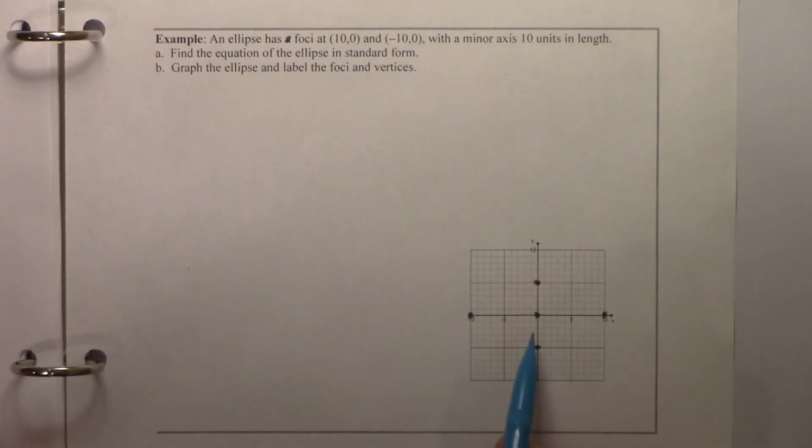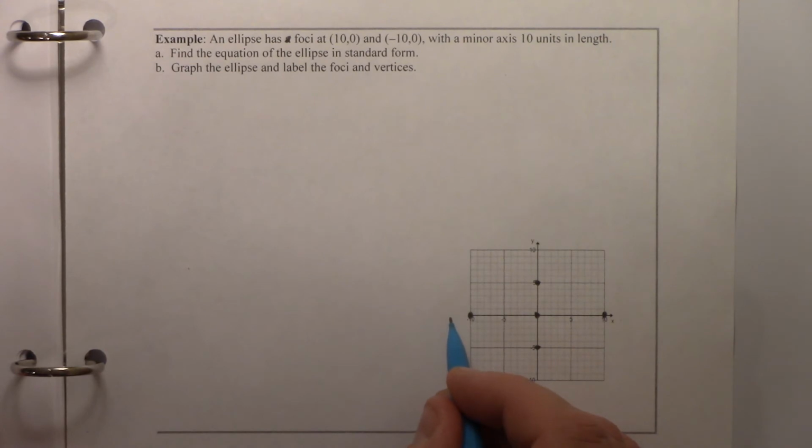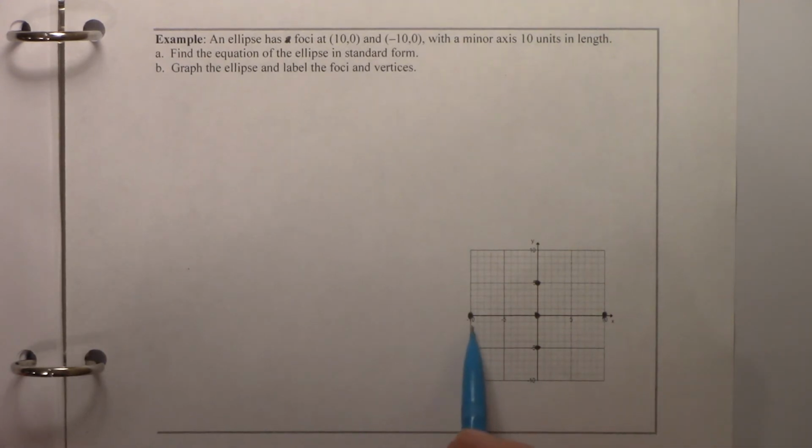The only thing left for us to figure out are the vertices. Now the endpoints of this major axis, also known as the vertices, are going to be somewhere outside the focus points. Remember, the focus points are always inside the ellipse. So when you look at the ellipse, it's going to be something like this.